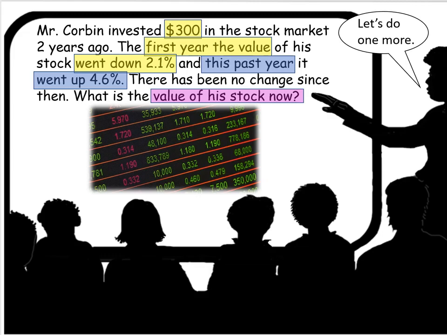Well, just from an estimation standpoint, I can look at this and say, if it went down 2.1% and then it went up 4.6%, I could subtract those two percentages and say basically it went up 2.5%. But there is just going to be a little glitch that is going to keep that from being perfectly accurate.